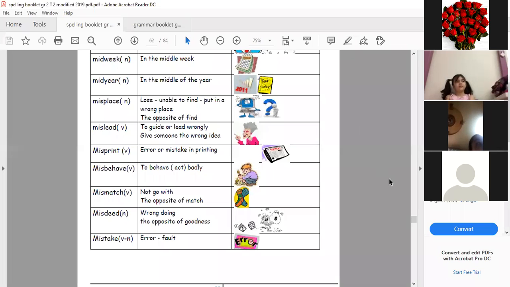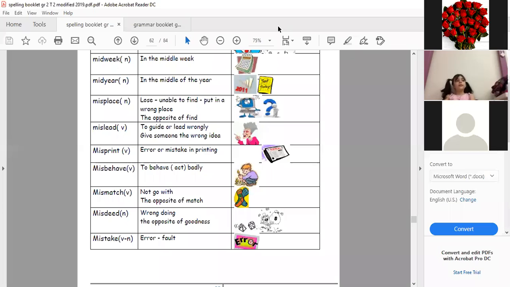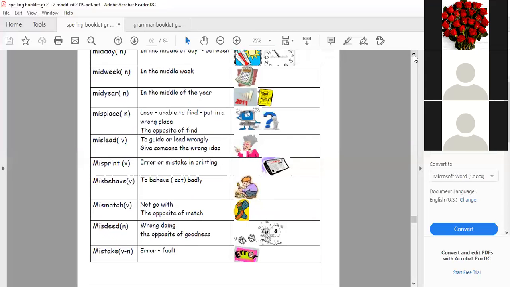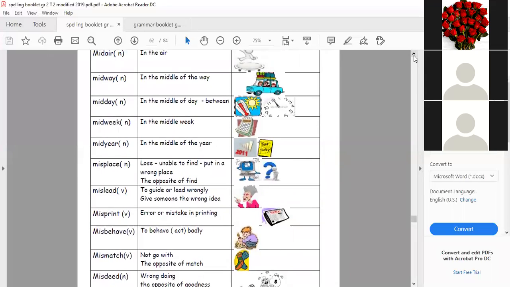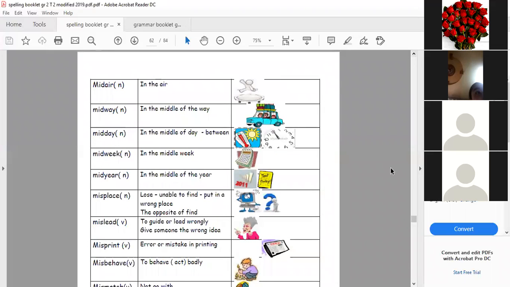Suffixes or prefixes? Prefixes. Yes. We put it where? In the beginning of the word or at the end of the word? At the beginning of the word. Yeah. Prefixes, we add them in the beginning of the word. But suffixes, we add them where? At the end of the word.